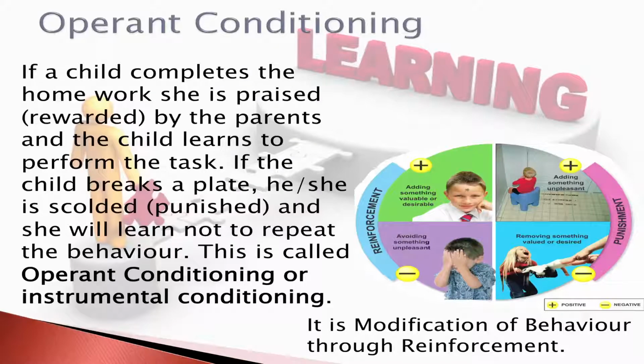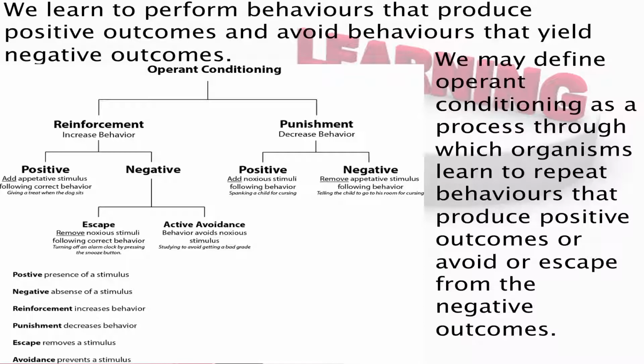Operant conditioning. The second type of learning which we will learn today is operant conditioning, which is modification of behavior through reinforcement. If a child completes the homework, she is praised, rewarded by the parents, and the child learns to perform the task. If the child breaks a plate, he or she is scolded, punished, and she will learn not to repeat the behavior. This is called operant conditioning or instrumental conditioning. In other words, we learn to perform behaviors that produce positive outcomes and avoid behaviors that yield negative outcomes.